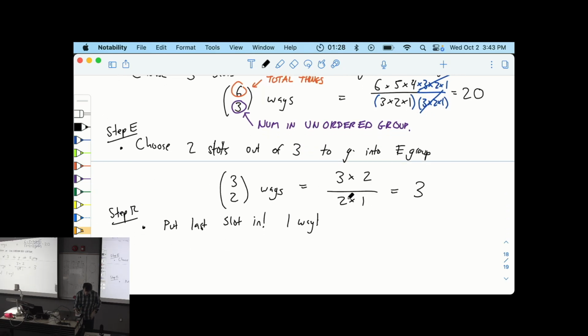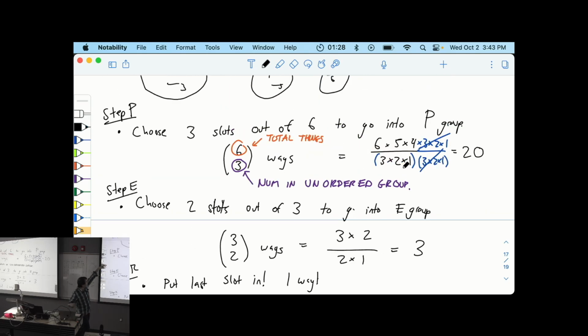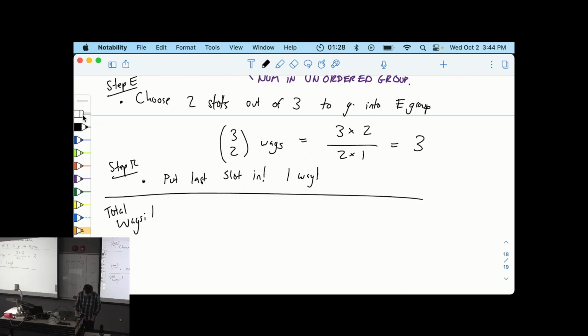So this tells me the number of possibilities, the total ways. The total ways, you just multiply everything. So you can imagine this like a probability tree where at step P there's 20 branches, and then at step E there's 3 branches coming out of that. There's 20 times 3 times 1 total ways.